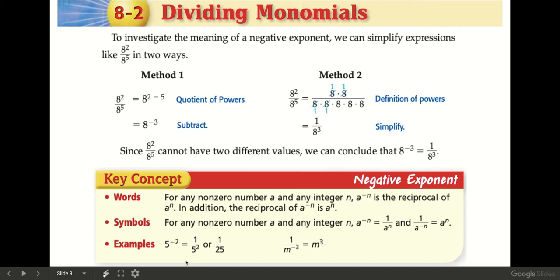So whenever you're thinking about negative exponents, think about reciprocals, right? Think about changing its location of where it is in the fraction.